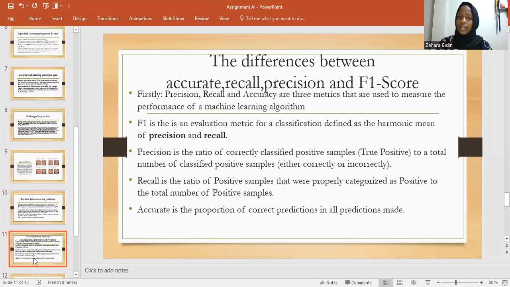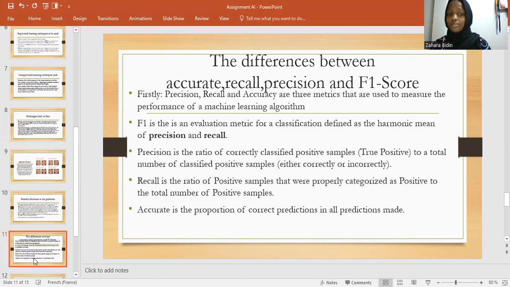Now, the differences between accuracy, recall, precision, and F1 score. Firstly, precision, recall, and accuracy are three metrics that are used to measure the performance of a machine learning algorithm. F1 is an evaluation metric for classification defined as the harmonic mean of precision and recall. Then precision is a ratio of correctly classified positive samples, that are the true positives, to the total number of classified positive samples, either correctly or incorrectly.